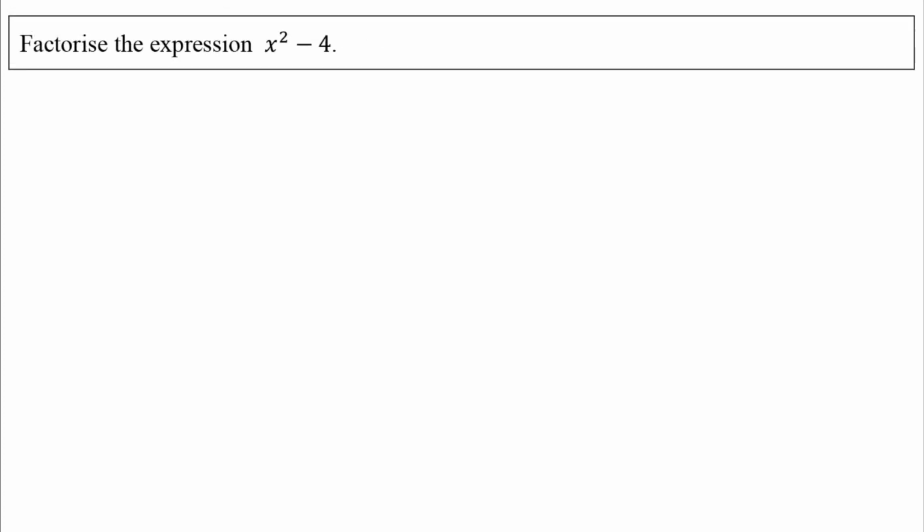In this example, we have to factorize the expression x squared subtract 4. There is no x term in this quadratic expression. So, if we have to write that as the product of 2 brackets, we must have an x at the beginning of both of them, and the 2 numbers must multiply to negative 4, meaning that we either have a 1 and a 4, or a 2 and a 2, and they must be of different signs.